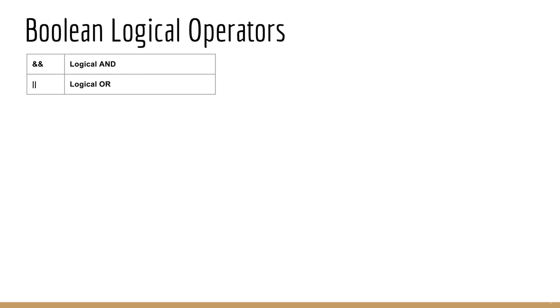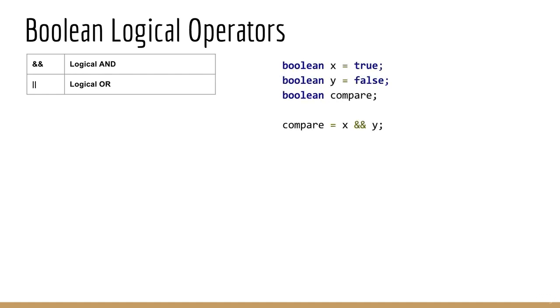Next 2 operators in this category are logical AND and logical OR. When we use logical AND to compare 2 variables or 2 expressions, the result is true when both sides have true values. If either side is false, result will be false. In this example, y is false, that means compare variable will be false.